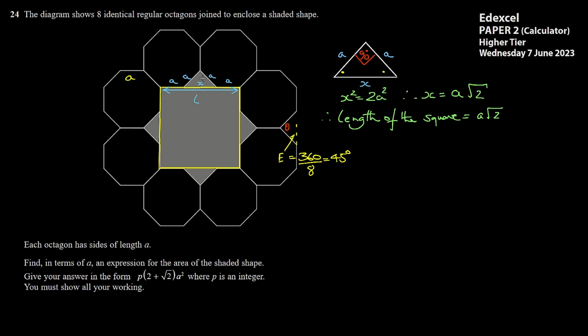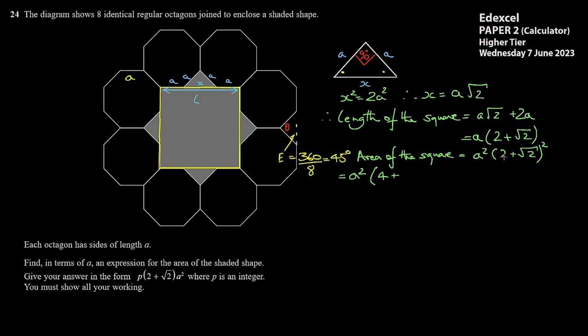We've got one of those, but we've got two a's. And if I take an a out as a common factor, I get a times 2 plus the root of 2. That's the length of the square. So the area of the square is equal to this lot squared, which is a squared, and then 2 plus the root of 2, all squared. Multiplying that out, this is 4 plus root 2 times root 2 is 2, and then from the underneath, that's 2 root 2, there's another 2 root 2, so this is 4 root 2. And that simplifies to a squared, 6 plus 4 root 2.